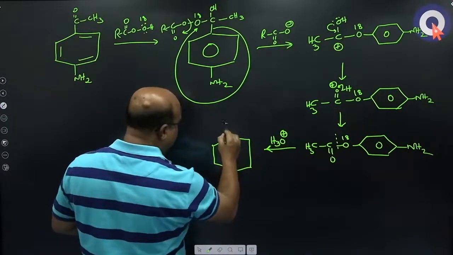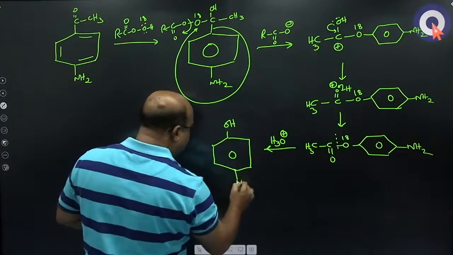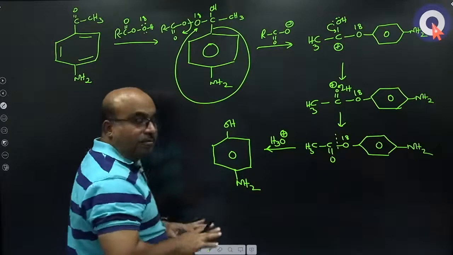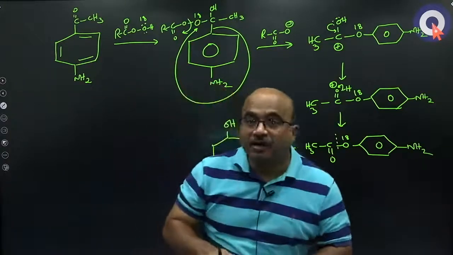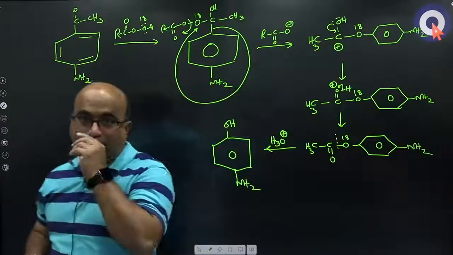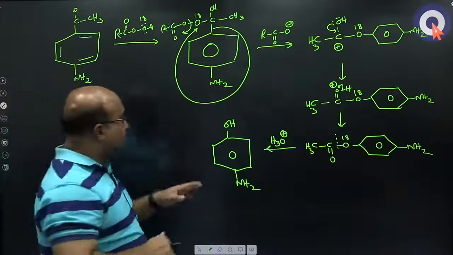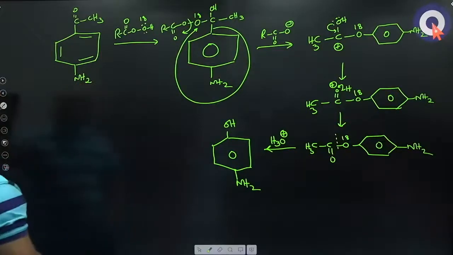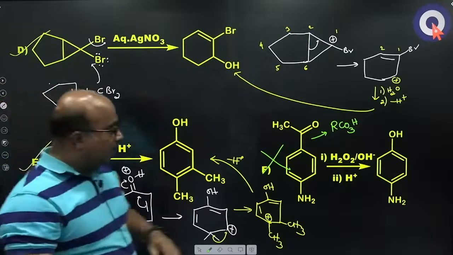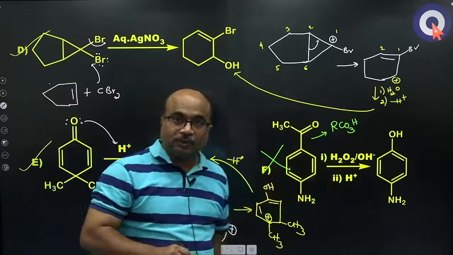Then this is how that compound may result actually. That is OH and NH2. But this should happen in the presence of peroxy acids, not in the presence of hydrogen peroxide. Clear? So that is the condition. That's why we consider it, because it is alkaline medium also. Clear?